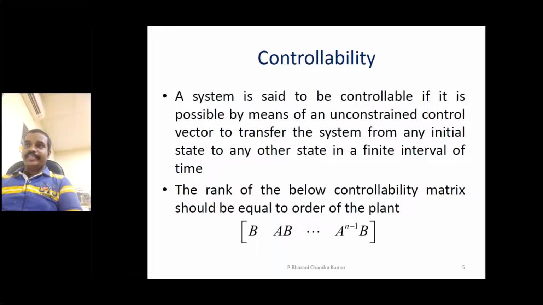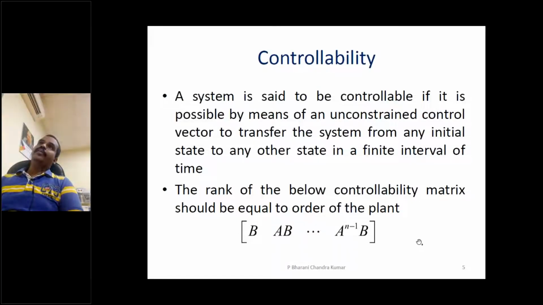So mathematically, this is the philosophical definition. Mathematically, with the A, B matrices and so on, this N is the order of the system. For our DC motor, the order of the system is 2. It is a second order system. So the rank of the controllability matrix should be equal to the order of the plant.